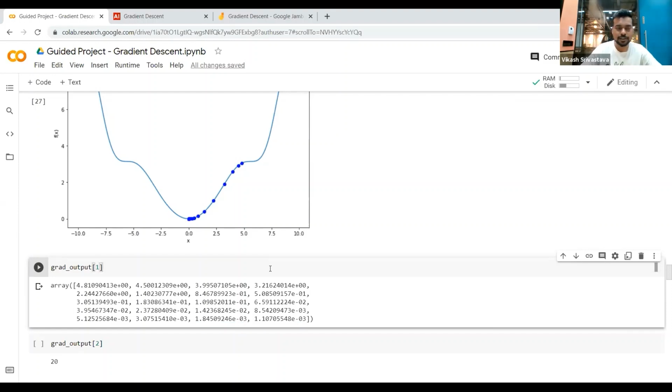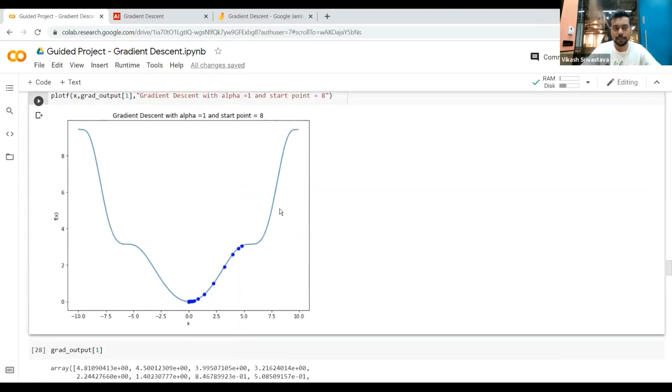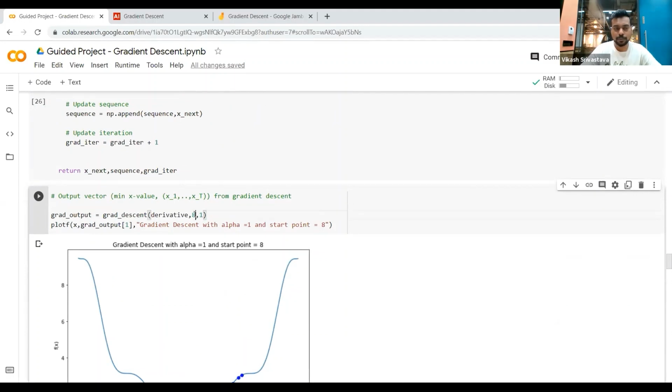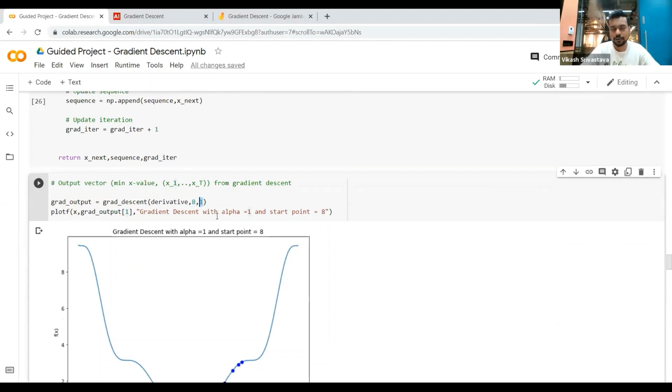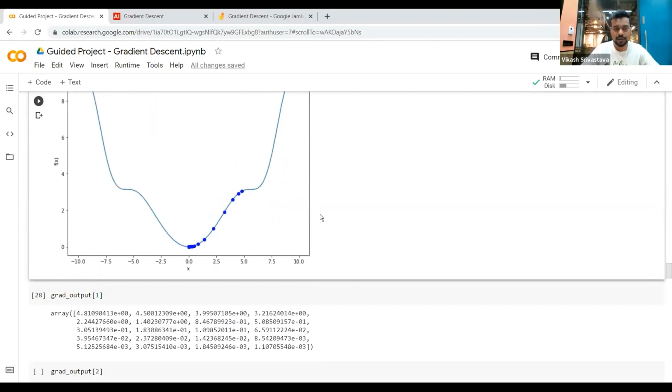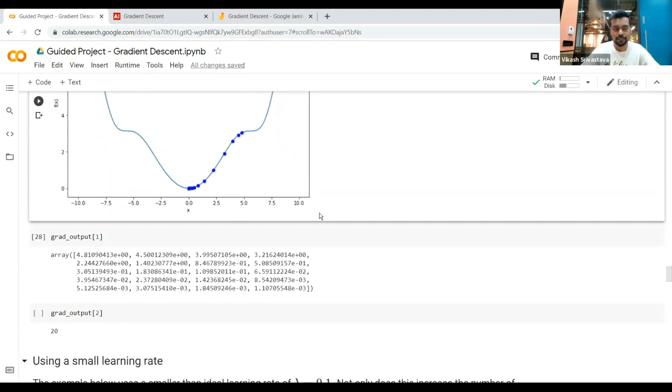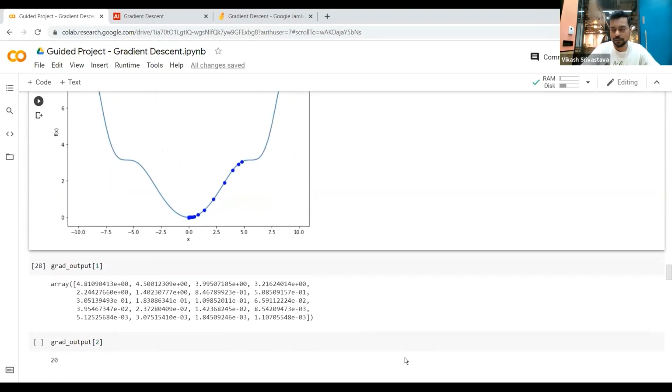Okay, so this is what the gradient descent implementation looks like for this particular starting point, which is x equal to 8, and this particular learning rate, which is 1. Any confusion till this point? Guys, can you let me know over chat if you have any confusion? Okay, so this implementation is clear.